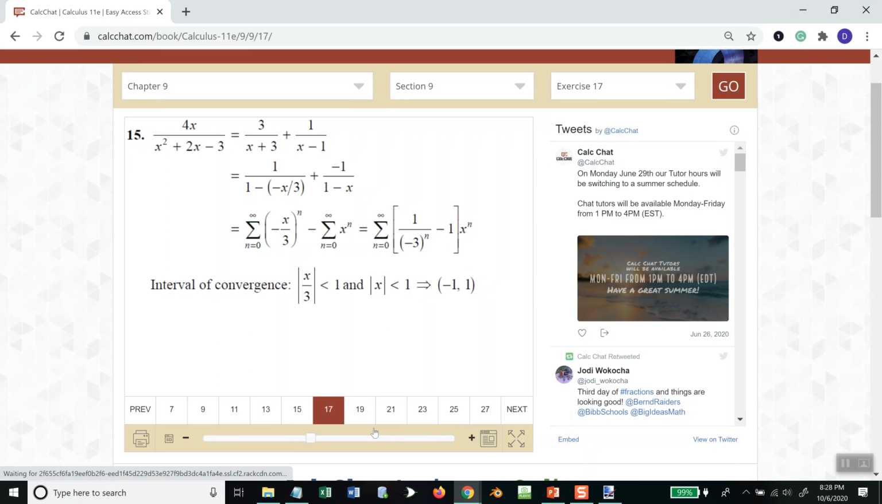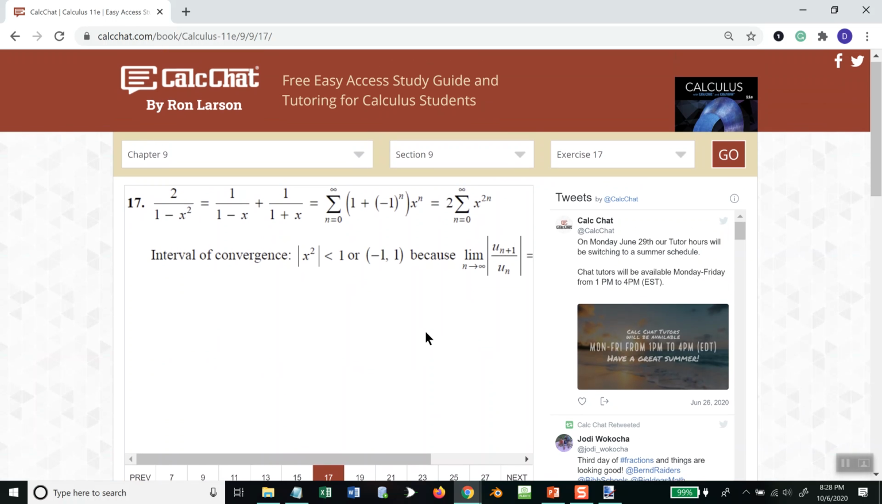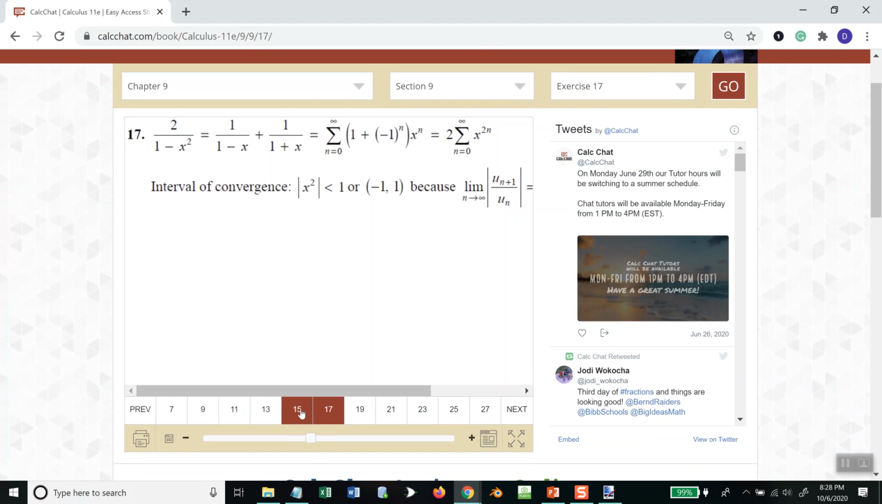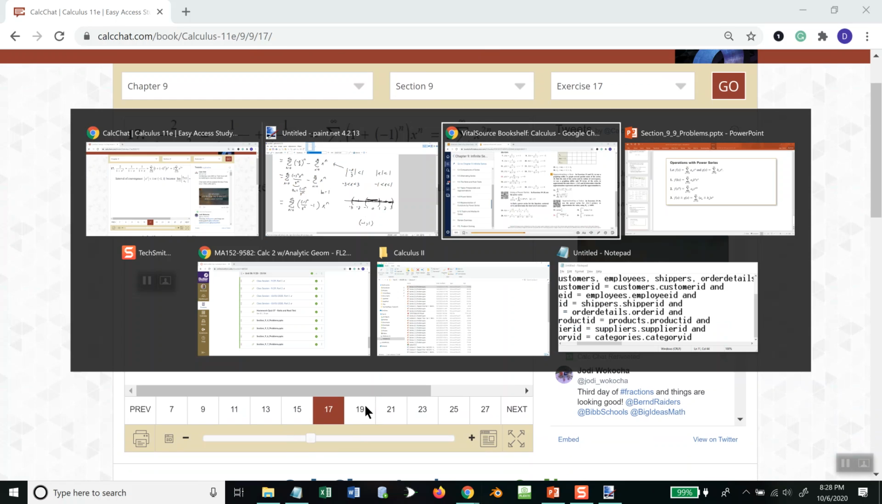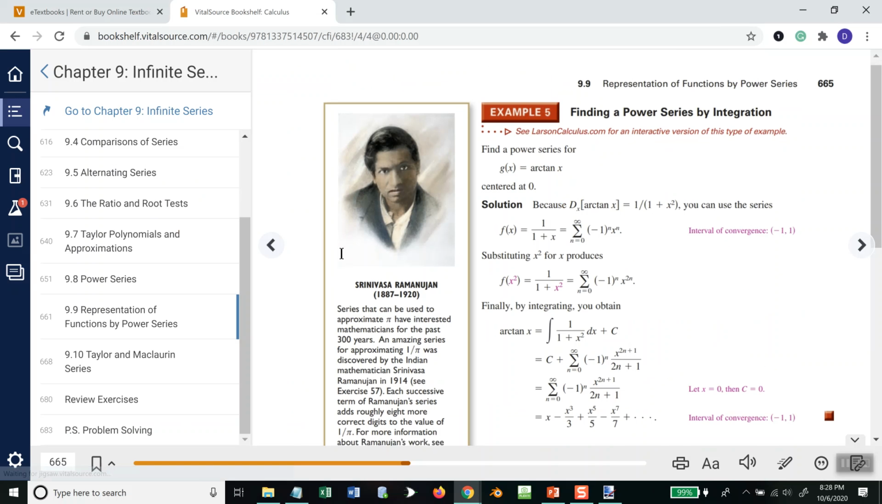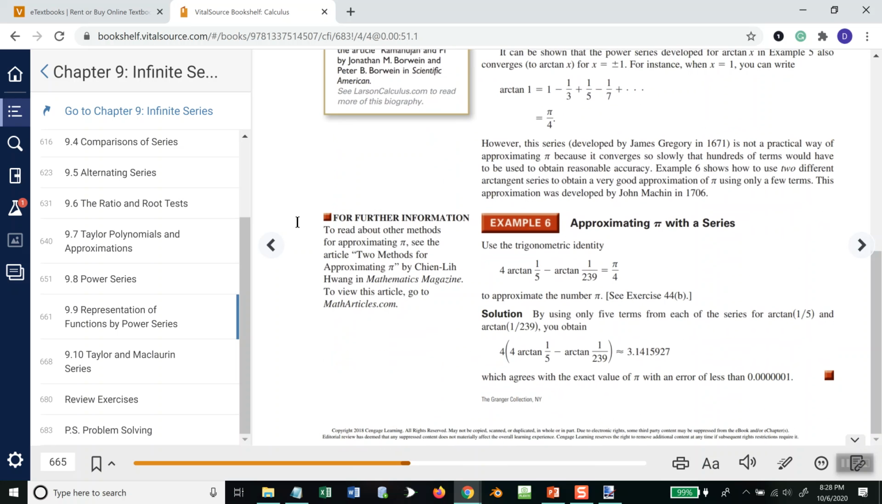But then you go to number 17, and they don't do that. Because number 17, I did the same way, and it works, by the way. Number 17, I got the correct answer. But again, I'm a little leery, even though problem number 15 indicated you could, because I could not find anything in the book that said that your interval of convergence would be the intersection of the two.